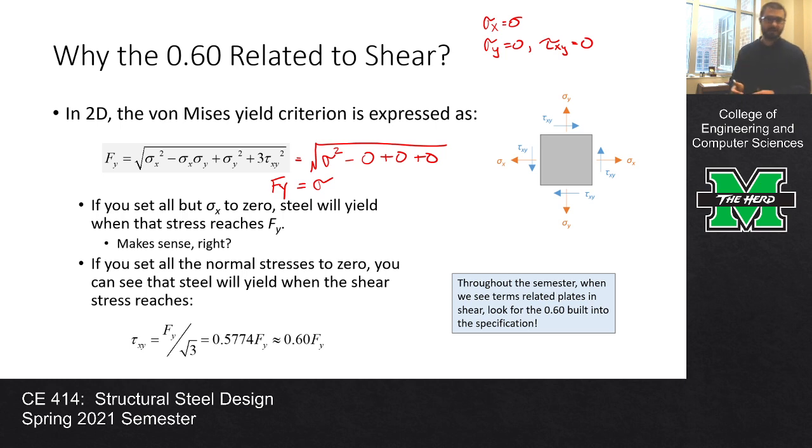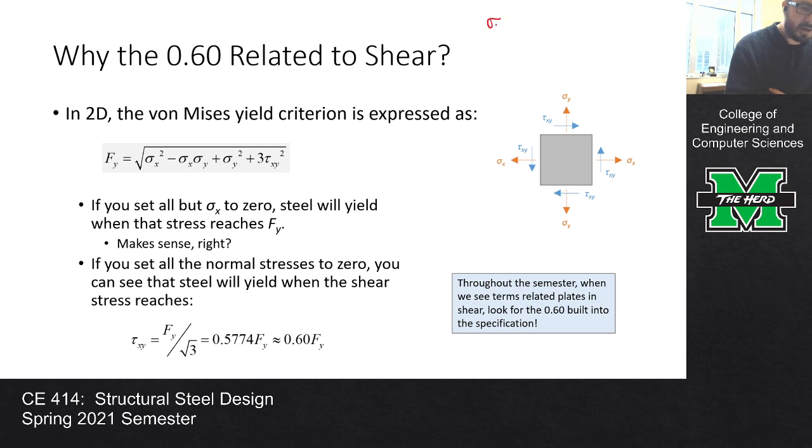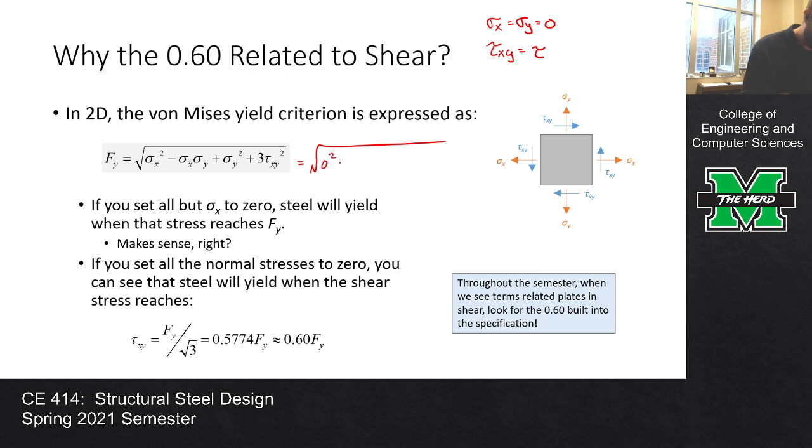But the reason why this is relevant is what happens when you take a piece of steel and you shear it. So what happens when I do this again, but I say, let's take all the normal stress and set it equal to 0, but let's keep tau xy. Let's put some shear stress on there. What happens when we're shearing it? When does it yield? Well, what do I have? 0 squared minus 0 squared plus 0 squared plus 3 tau squared, or tau times the square root of 3. So in other words, it yields when the shear stress equals Fy over the square root of 3.